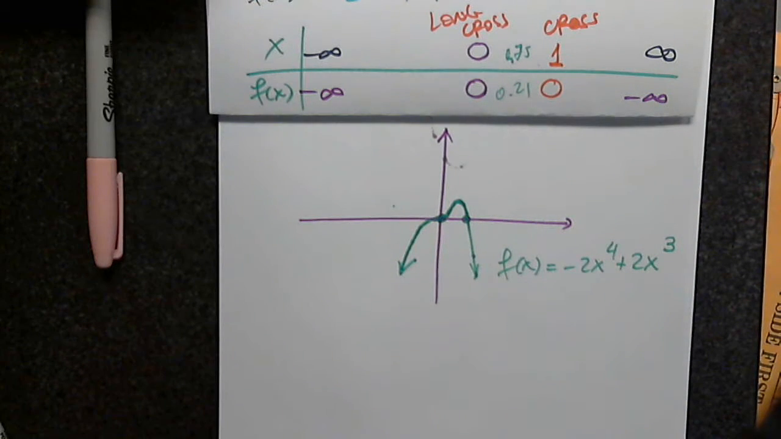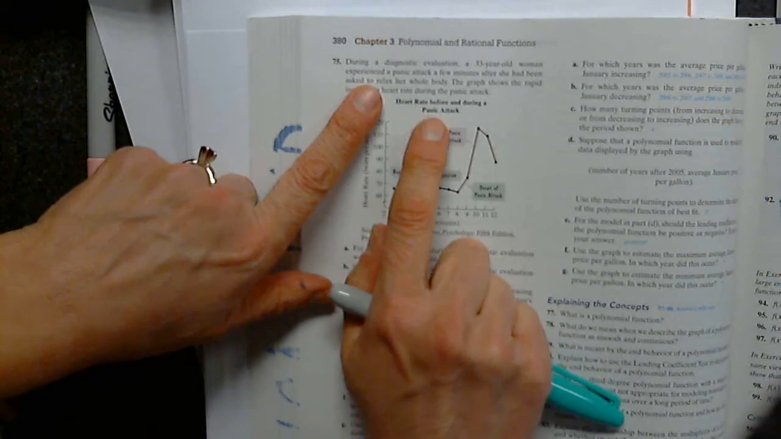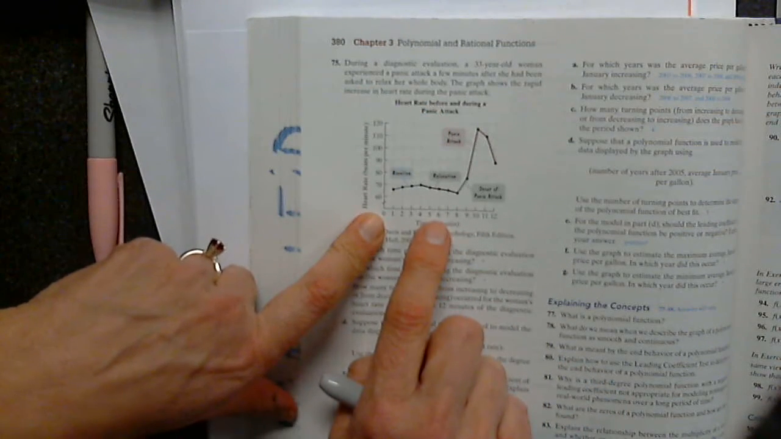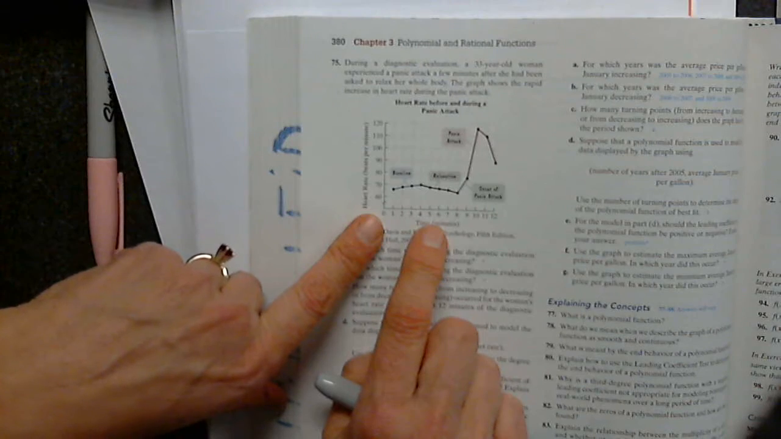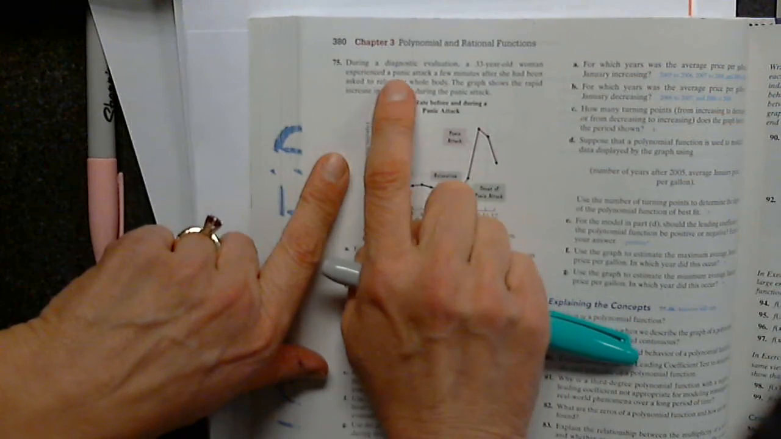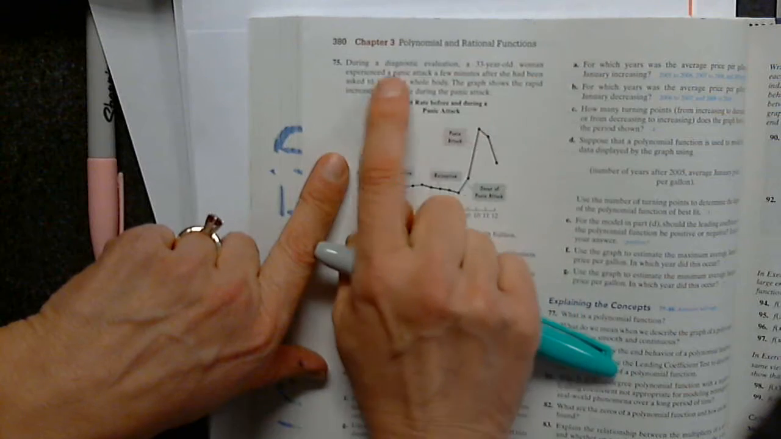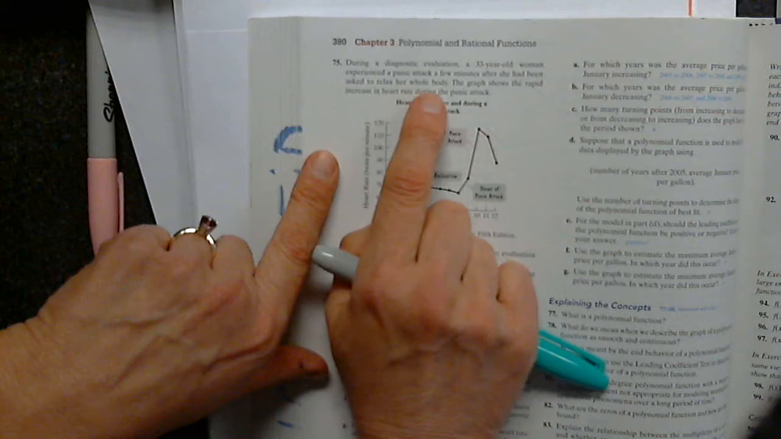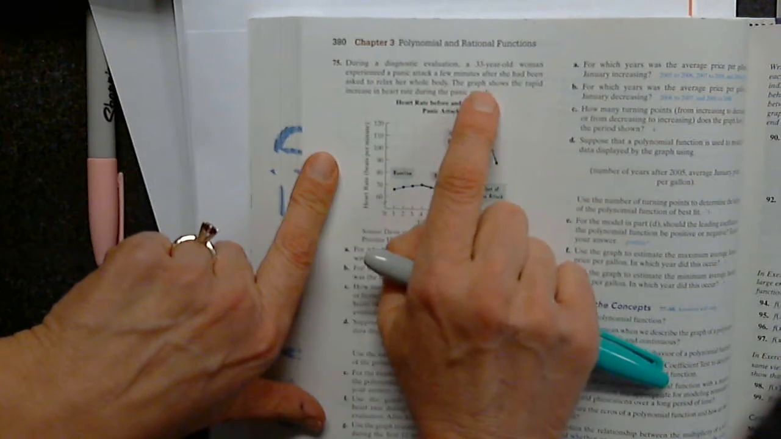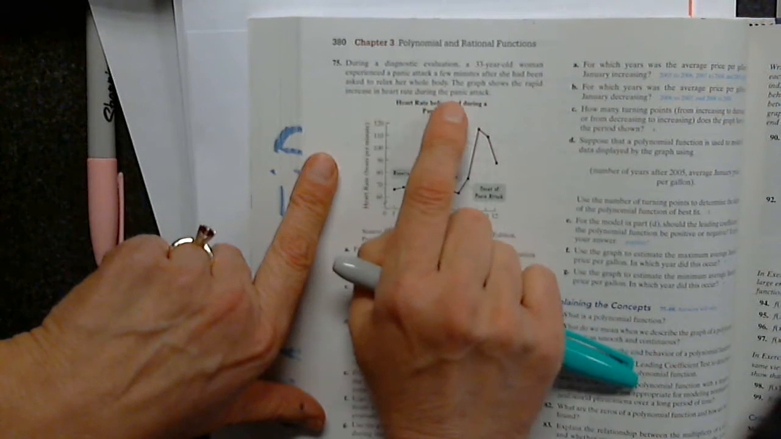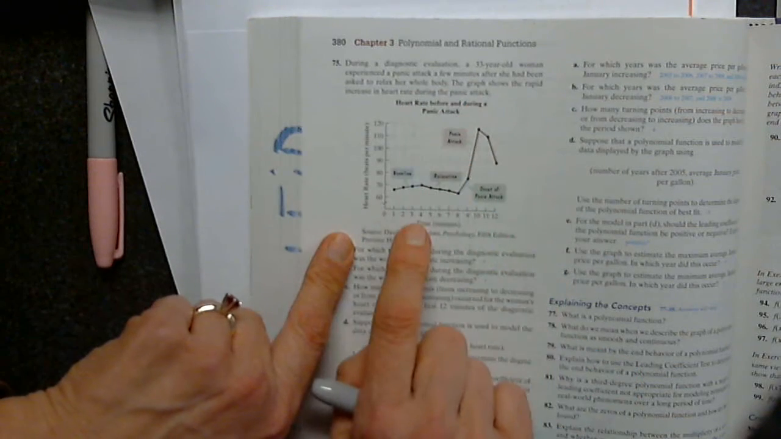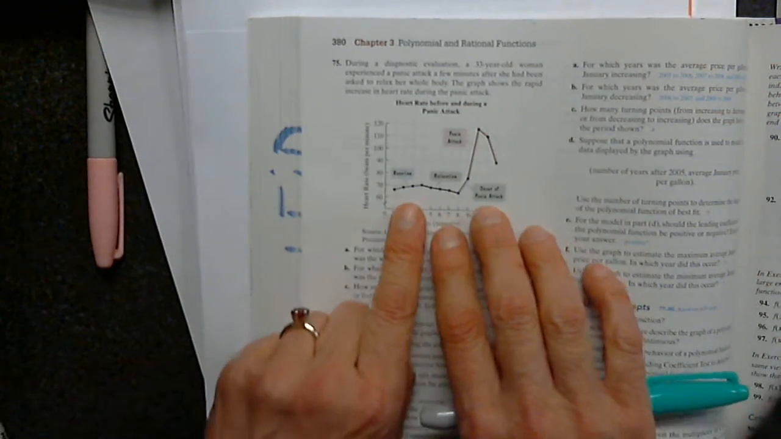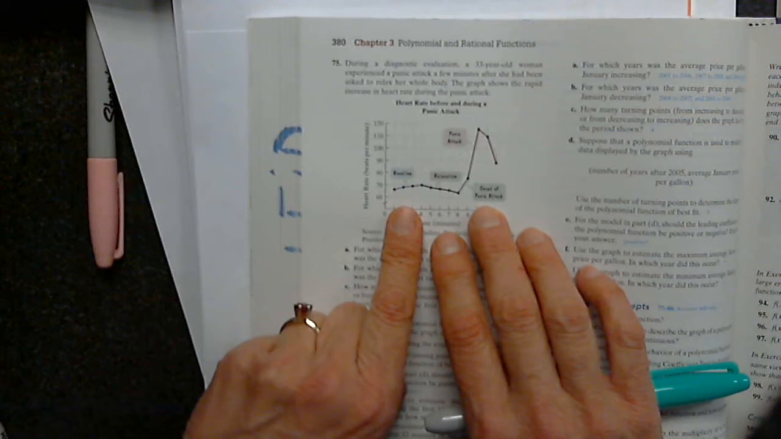Or, better, look at a word problem. Here it is. I wanted to see where these functions appear in real life situations, okay? During a diagnostic evaluation, a 33-year-old woman experienced a panic attack a few minutes after she had been asked to relax her whole body. The graph shows the rapid increase in heart rate during the panic attack. Here it is.